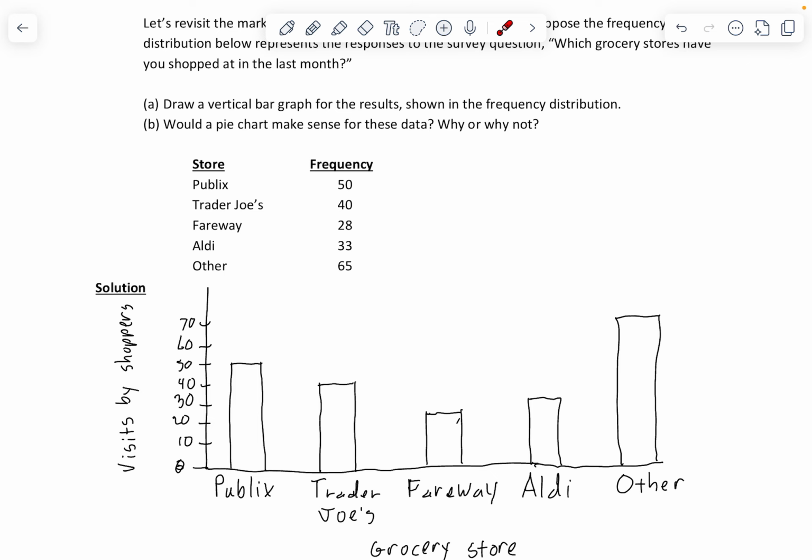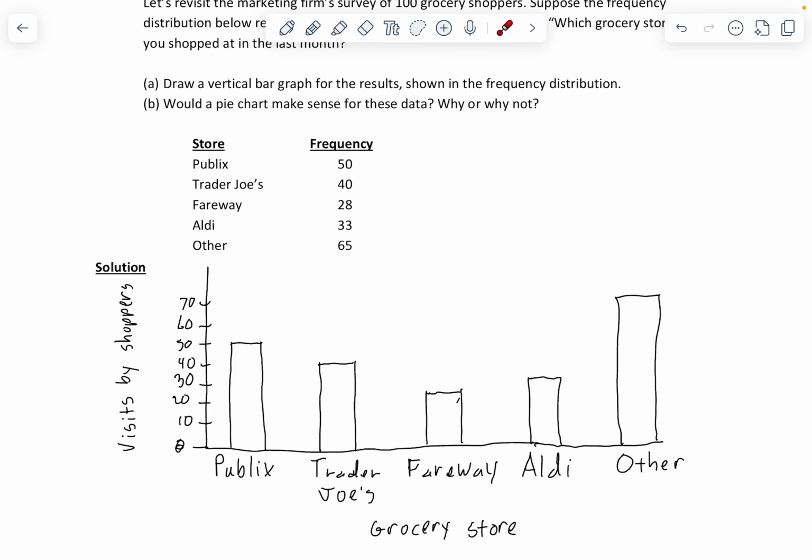Right, so data that works for a pie chart, you can also use a bar graph for that data, but not necessarily the other way around. So data that lends itself well to a bar graph may not work for a pie chart. And the main thing there is that for data used for a pie chart, you have to have a situation where individuals can only fit into one category and not multiple categories.